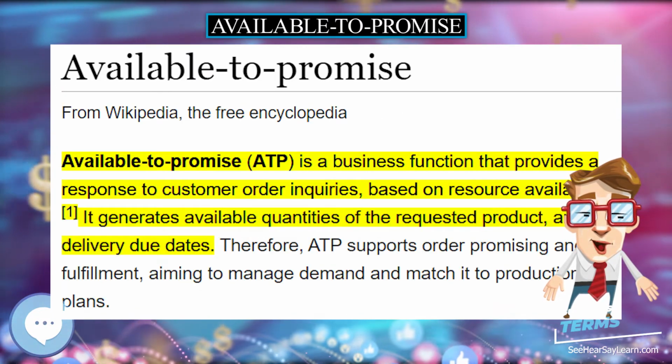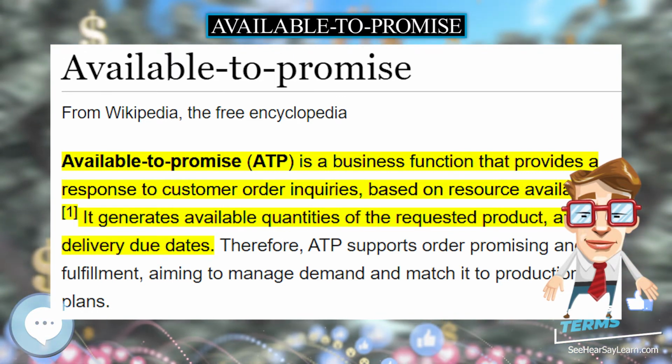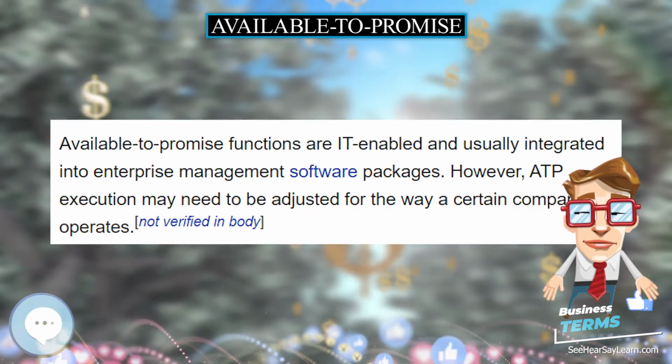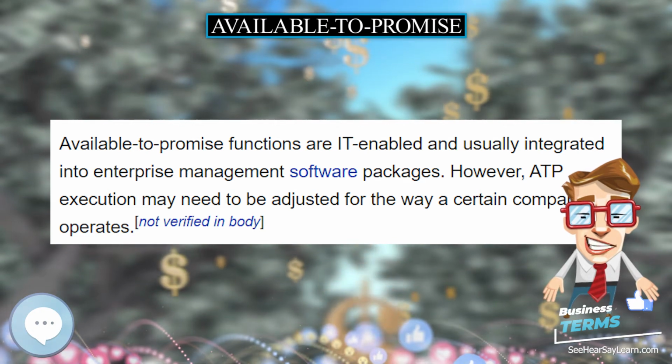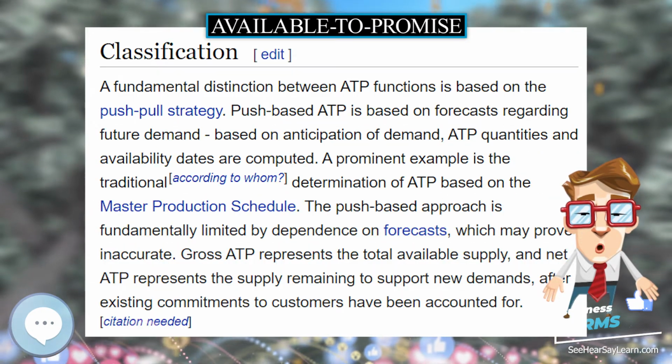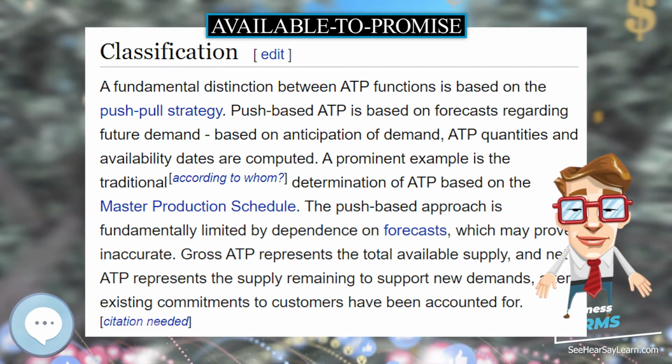Gross ATP represents the total available supply, and net ATP represents the supply remaining to support new demands, after existing commitments to customers have been accounted for.